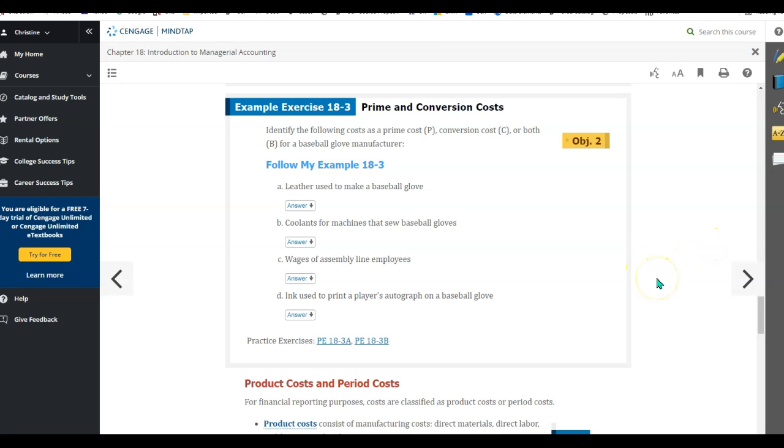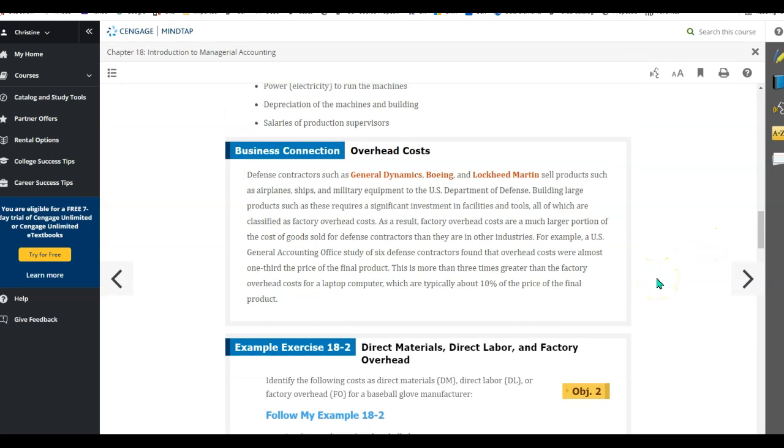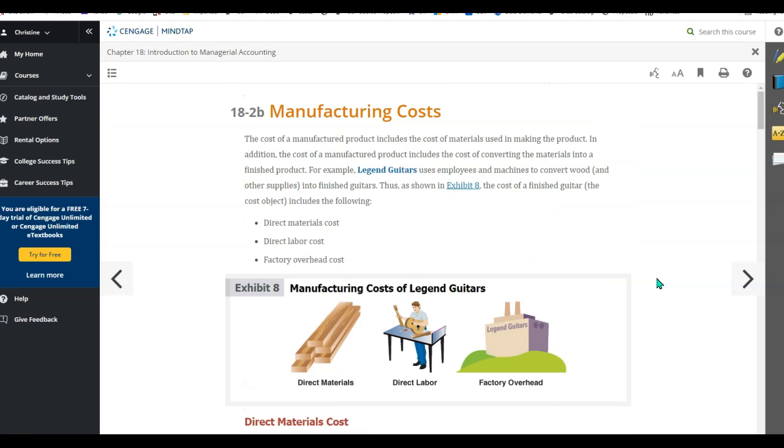Hi, everyone. I'm in chapter 18, section 2, I think it is, 2B on manufacturing cost. And there are a lot of definitions in here and things that you honestly need to know, especially for the exam. And part of it is causing a little bit of confusion. So I wanted to point out a couple things and make sure that everybody's okay.